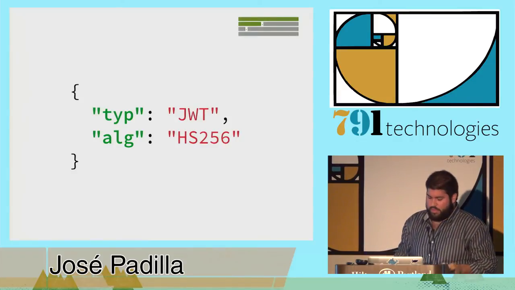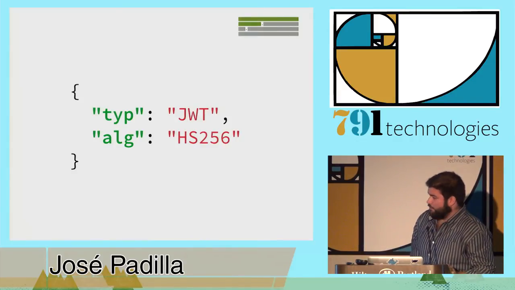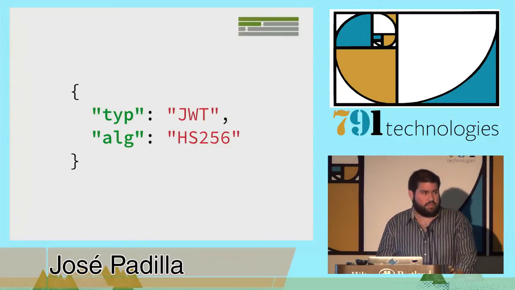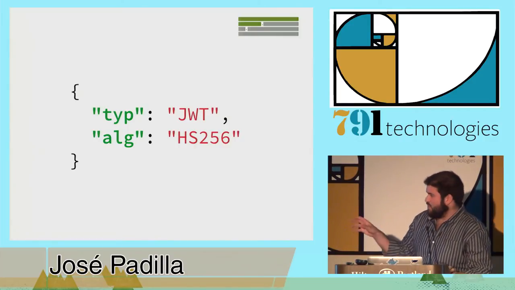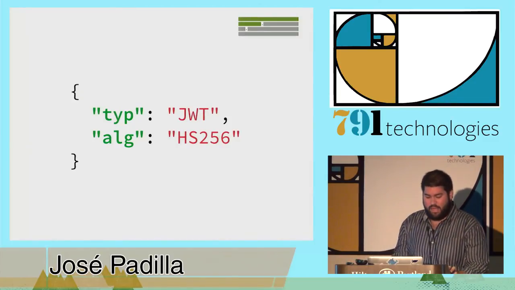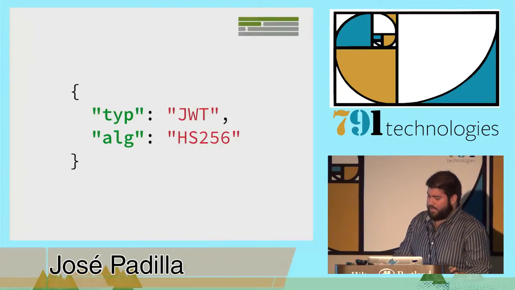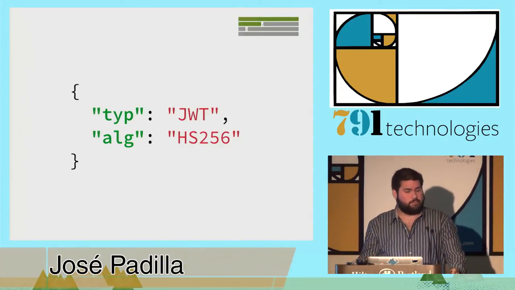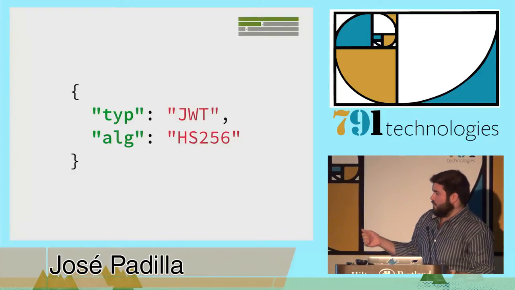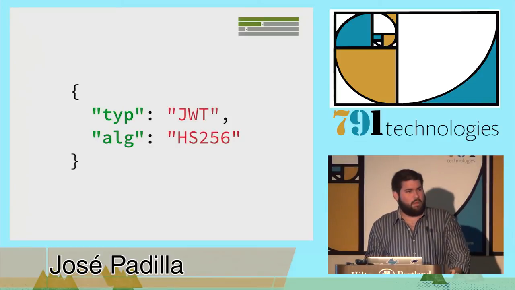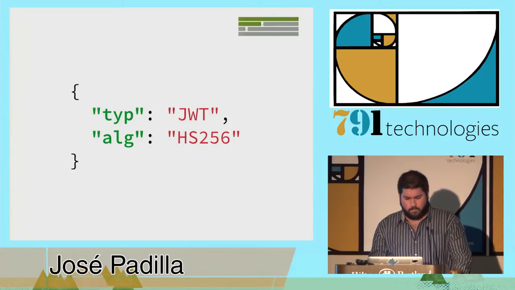So this is an example of a header. It's a JSON object containing a TYP key, or type, that indicates that this object is, in fact, a JSON Web Token. And then it also has an algorithm, or ALG, key that indicates the algorithm we'll be using for the signature. So in this case, we'll be using HS256, which stands for HMAC SHA-256.